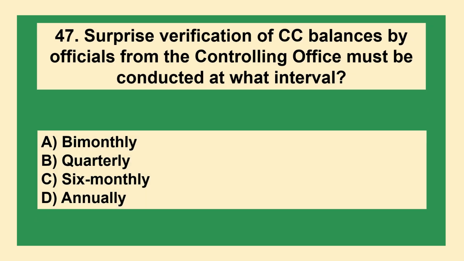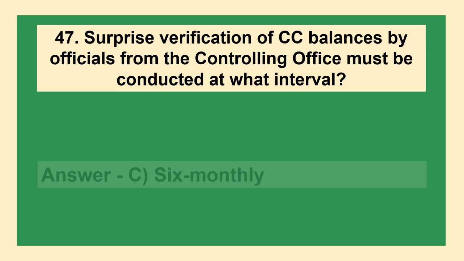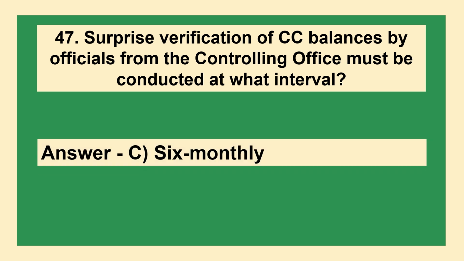Surprise verification of CC balances by officials from the controlling offices must be conducted at what interval? Option A bi-monthly, option B quarterly, option C 6 monthly, option D annually. The answer is option C, 6 monthly.